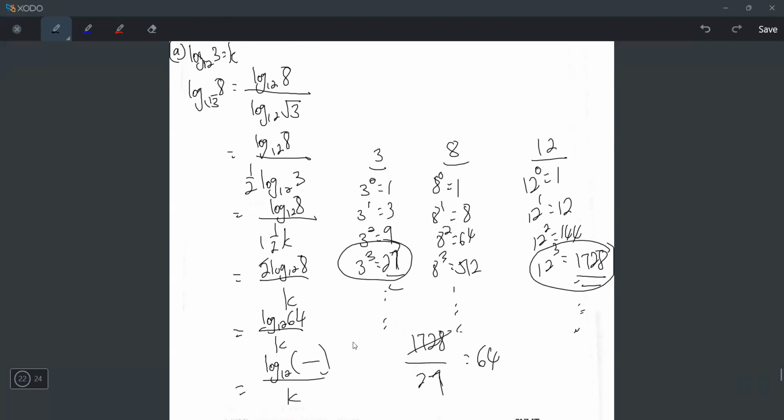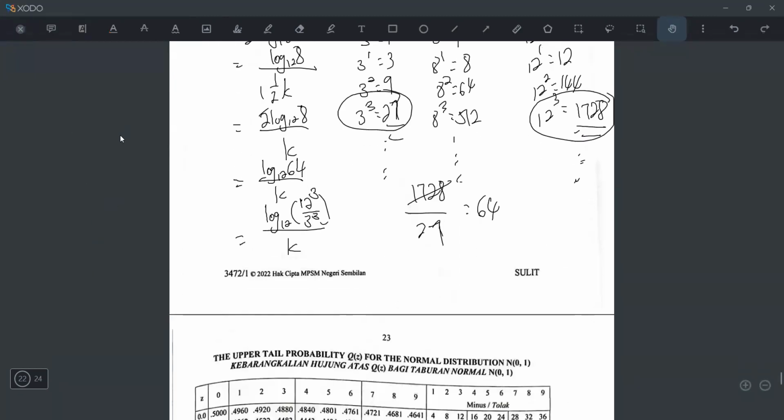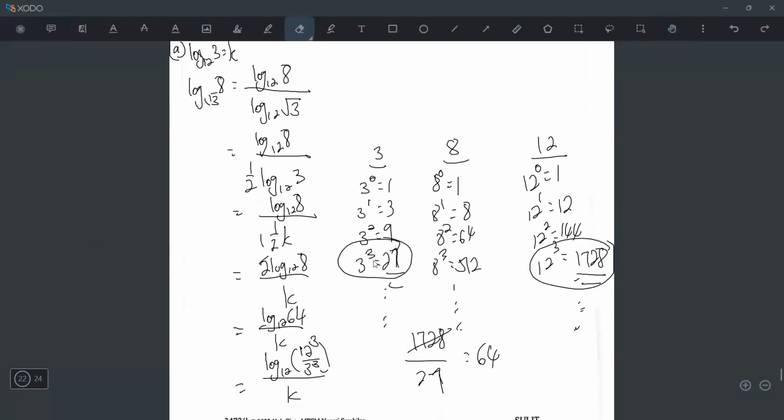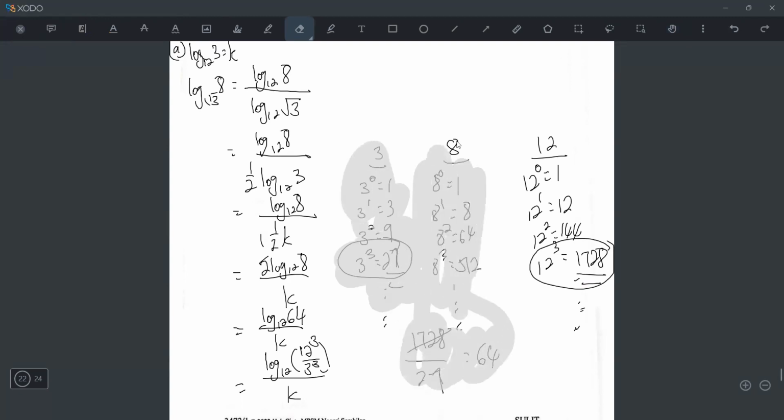So 1728 is actually 12 power 3, right? So we can say that this is 12 power 3 divided by 3 power 3 to get 64. But don't worry, I will explain using a better method later. But this is how I was doing it just now when I was doing it by myself. So let's erase all this.